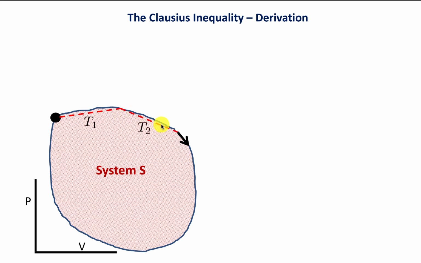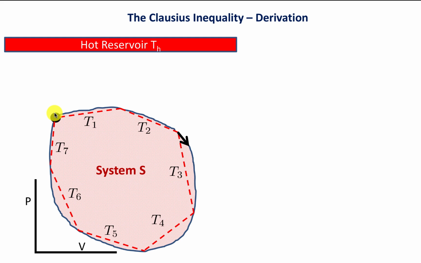I'm going to then take a second point and a third point and a fourth, fifth, sixth, seventh point until I get back to the original. Now on each of these segments, the temperature has some value. Imagine now that there is a hot reservoir whose temperature is TH. This temperature TH is greater than the temperature of this working substance, which constitutes system S, and so TH is bigger than this or this or this or any of these temperatures inside over here.